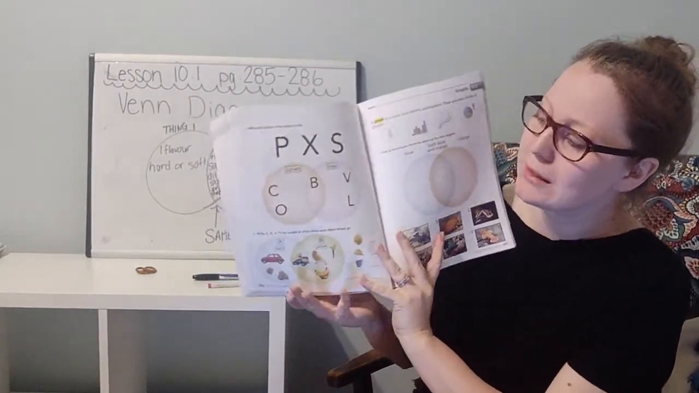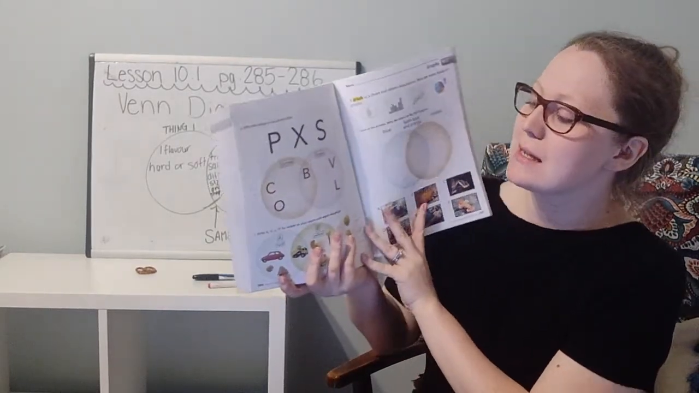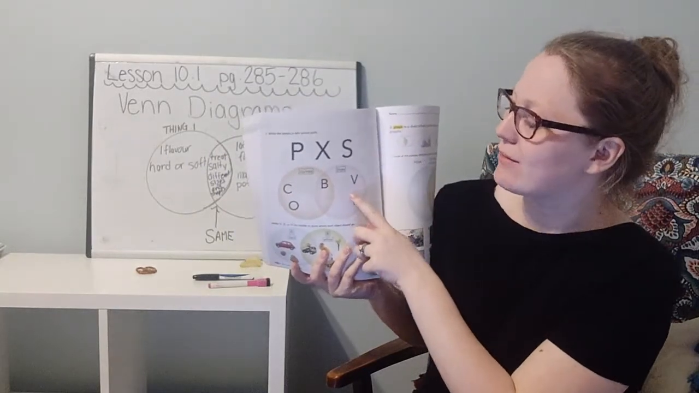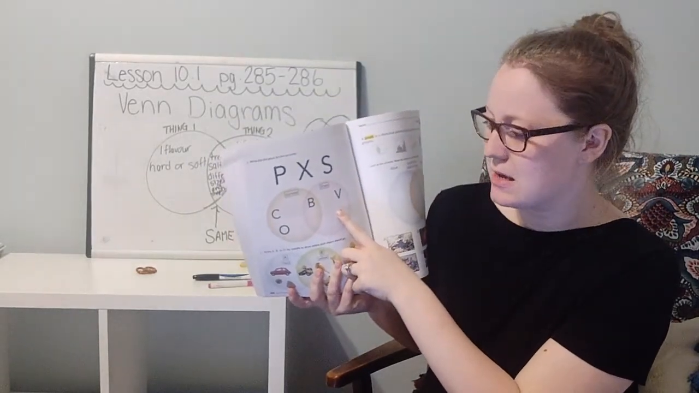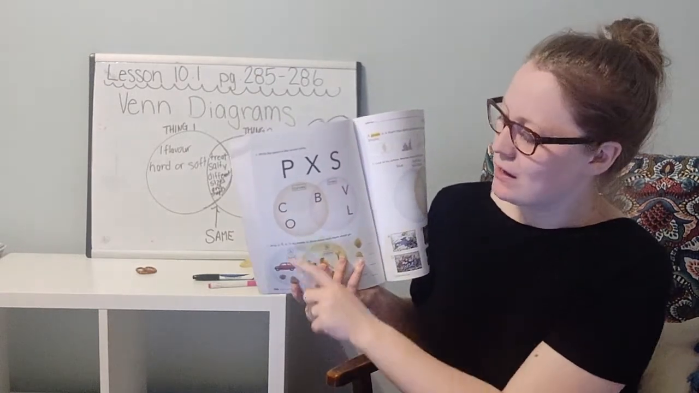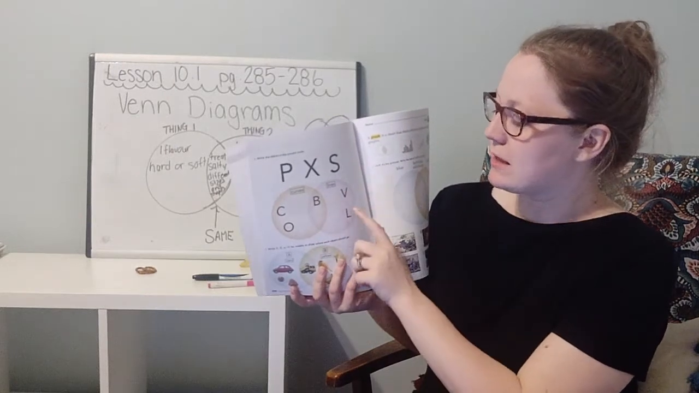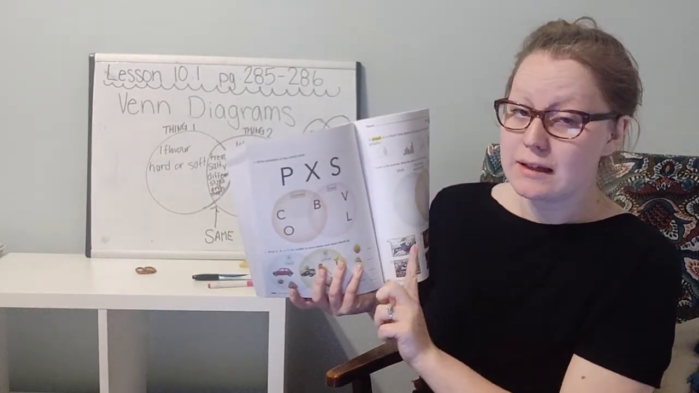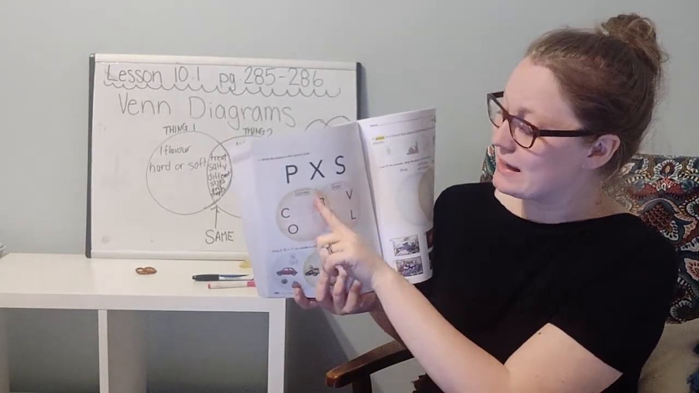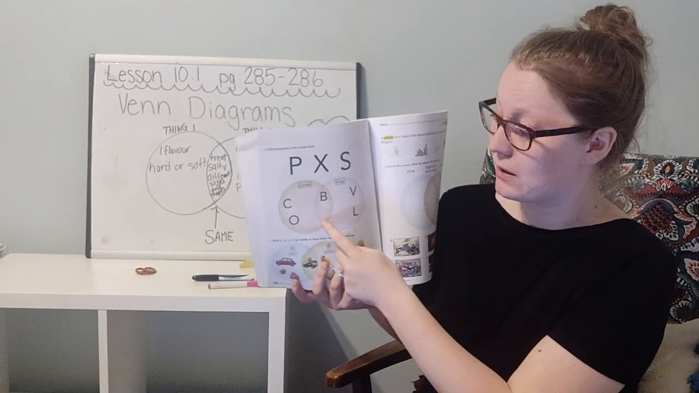Now, what we're doing to compare the letters is we're saying what letters have curves in them and what letters have lines in them. Okay, so C is just curves. There's no lines in C. Same with O. It's just curves, no lines. V and L are just lines, straight lines, no curves in those letters. But B, it has a line and also it has a curve, so it goes right in the middle.